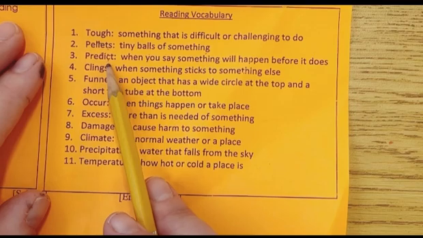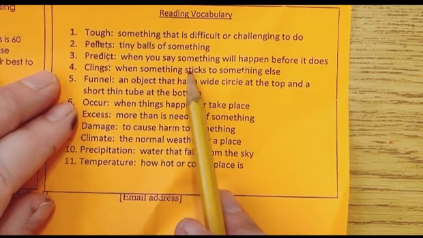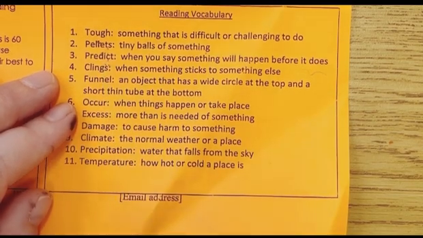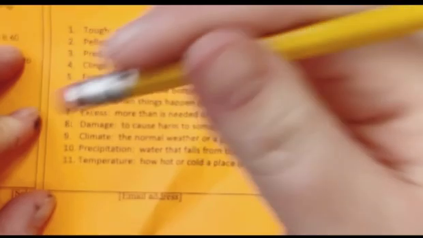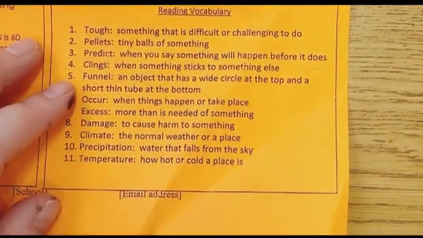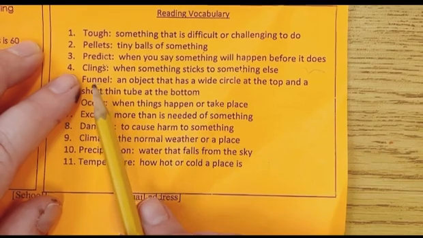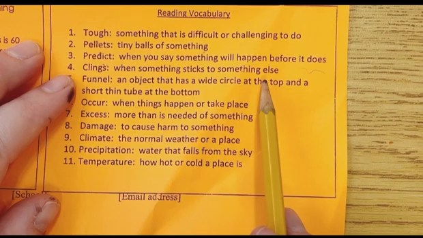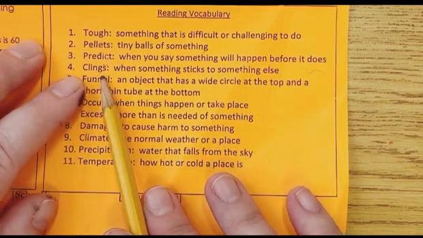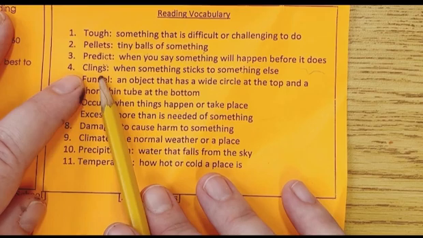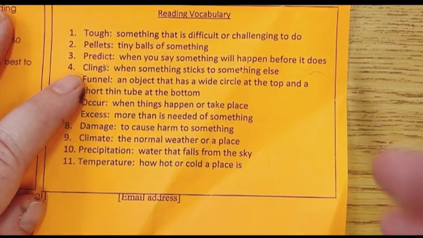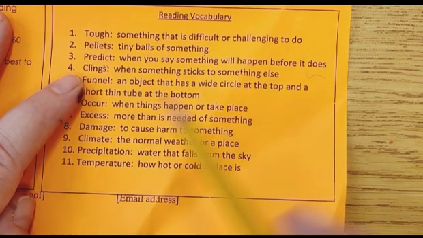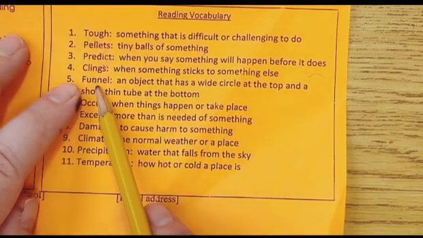That's pellets. Predict. When you say something will happen before it does. Predict. Like our weather forecaster, he predicts what our weather is going to be. He tries to say what it's going to be before it happens. He's making a prediction. Clings. Clings. When something sticks to something else. You might have cling wrap at your house that Mama uses to cover the food bowls. It's clear plastic that you kind of rip off and cover up leftover food, and it sticks to the bowl. That's why it's called cling wrap.